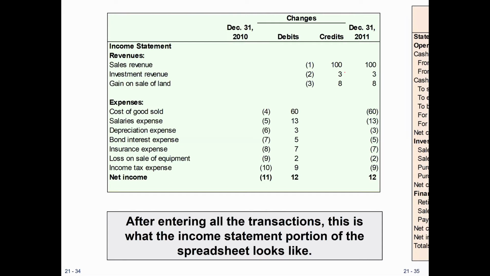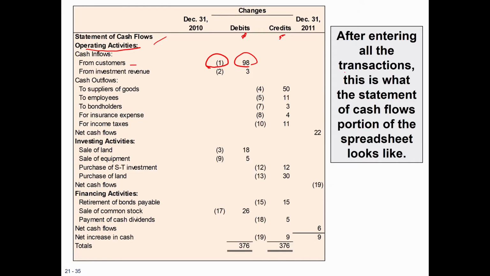And what kind of activity is it? It should be operating, right? It should be operating because this is the revenue related activities. So that's why we put it under the operating activities. This is cash inflow from investing revenue. Okay, investment revenues, to the cash.